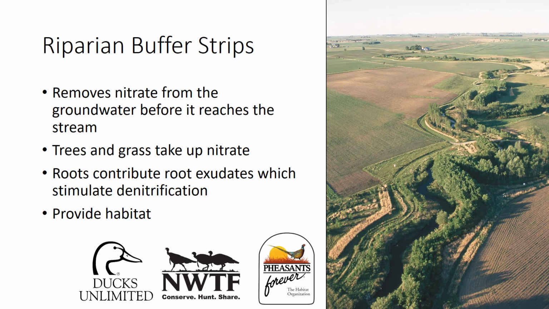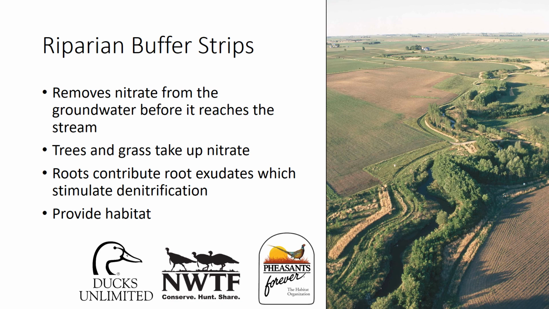Buffer strips are also a common practice that are focused on removing nitrate. If we have water that has leached out of the root system of the upland crop, further up the hill, then eventually that water is going to work its way towards the stream. And if there's a buffer strip along the stream, then the plants growing on this buffer strip, whether that be trees or grasses, can use that nitrogen before it reaches the water.